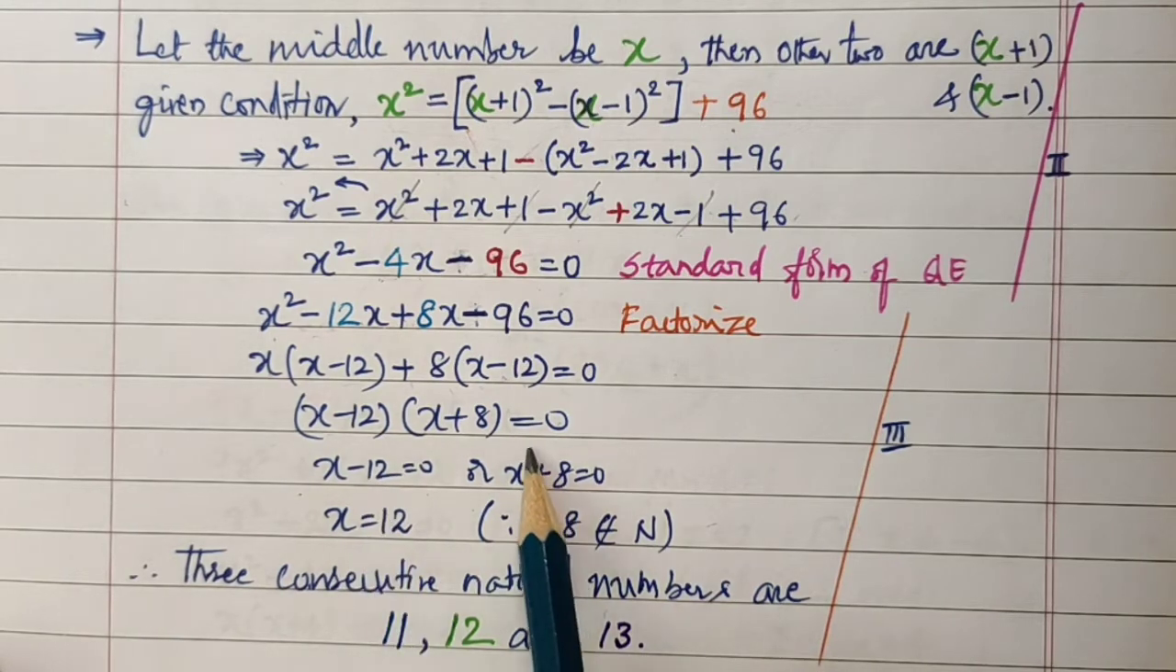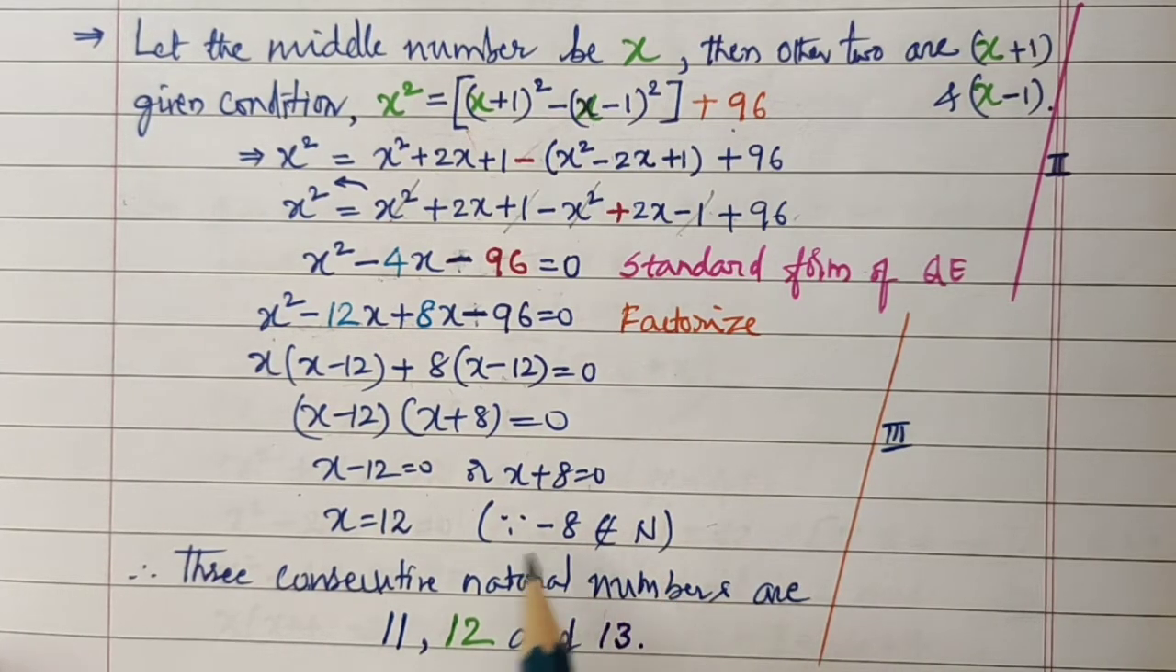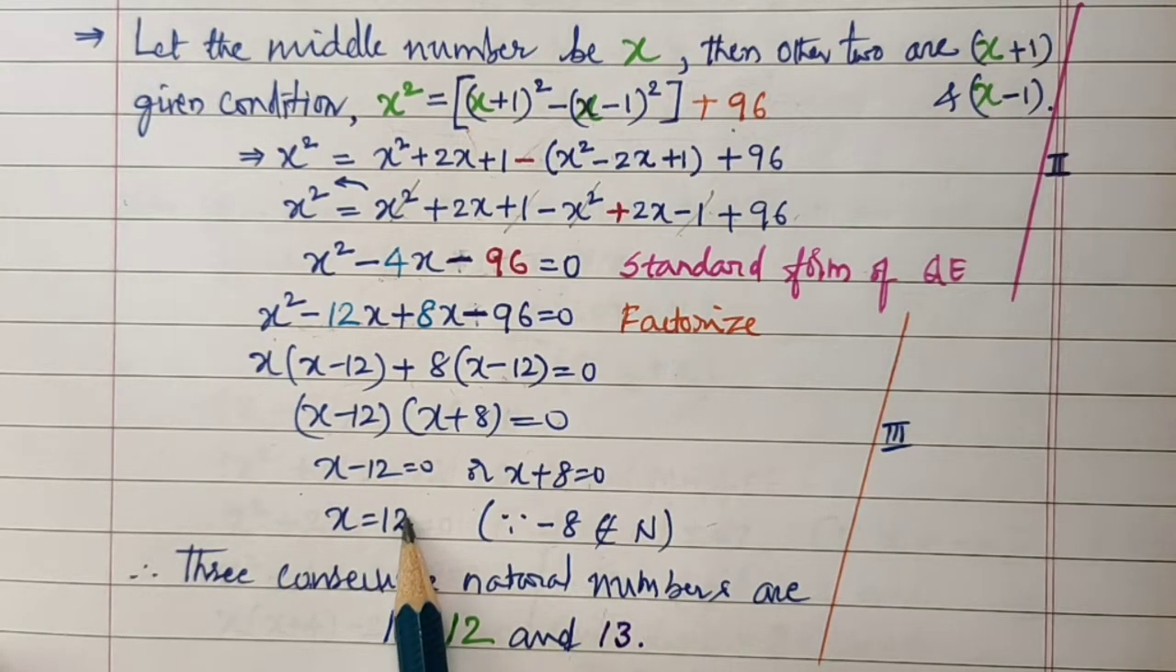So x minus 12 is equal to 0 and x plus 8 is equal to 0. We take x equal to 12 because x cannot be equal to minus 8, as all three are natural numbers. Therefore, if the middle number x is equal to 12, the other two are going to be 11 and 13. The three consecutive numbers are 11, 12 and 13.